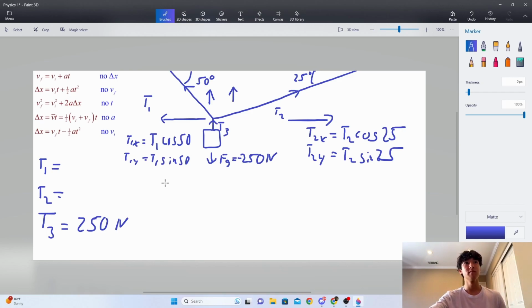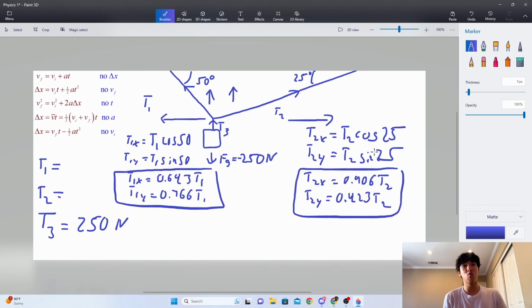All right, so now let's solve for cosine 50, sine 50, cosine 25, sine 25, and rewrite these bad boys. Okay, so now I boxed in what those simplify to, and you can see the decimal answers, and we're still multiplying by the hypotenuse, T1 and T2. So that's all that changed. T2 is going to the right, so that would mean 0.906 T2 minus, because T1 is going to the left, 0.643 T1 is going to be equal to 0.